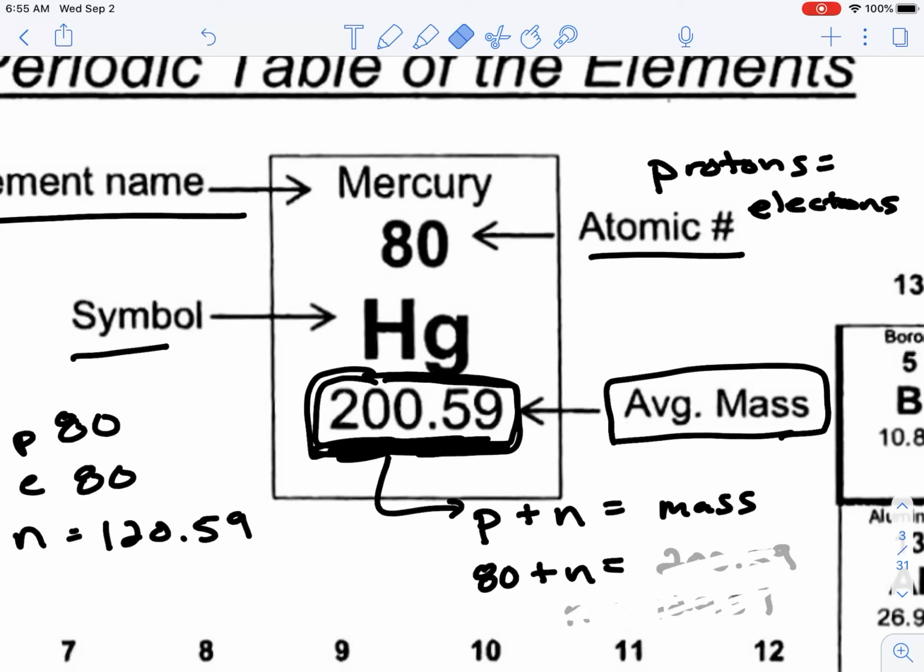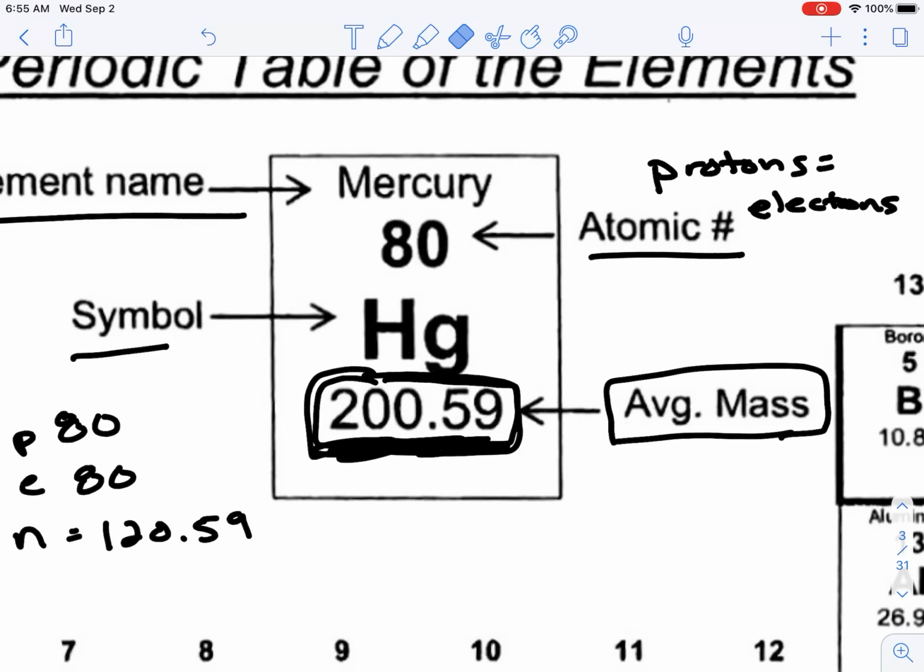The reason is that it's the average. In nature, in real life, you could have around 120 or 121 neutrons. You look at the amount of time you have 121 neutrons and the amount of time you have 120 neutrons; those relative amounts, and how much we see them in nature, are averaged out, and that gives your average number there, 120.59.